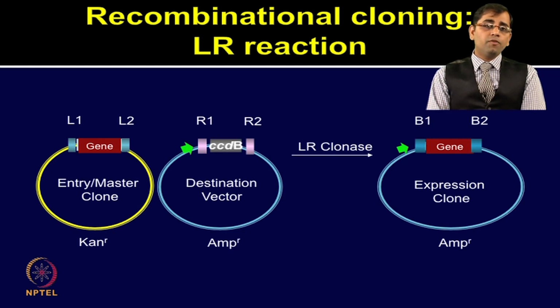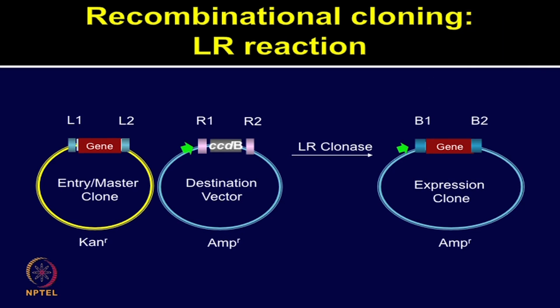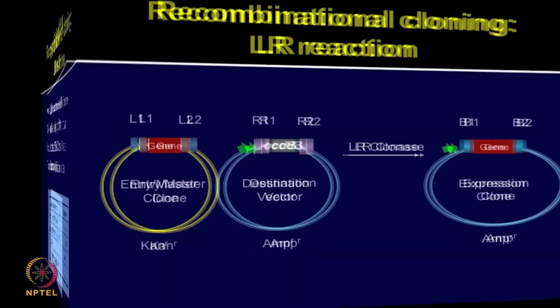PDEST is modified to accept the protein coding sequence in frame from the master or entry clone by using recombinational cloning enzyme known as LR clonase. Once this reaction is completed, then the reaction mix can be plated on ampicillin plate, and since the vector contains the ampicillin resistant genes, it can be screened on the ampicillin plates.